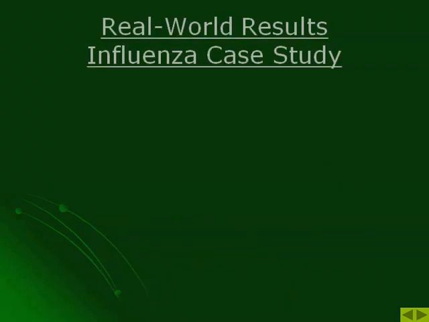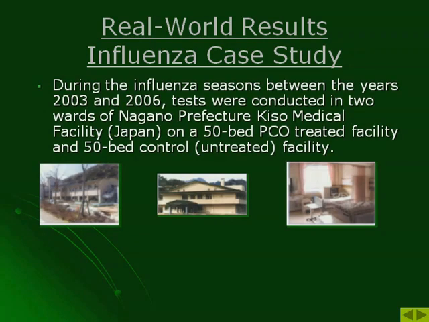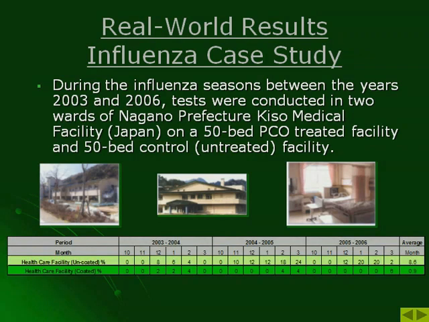Real-world results: influenza case study. During the influenza seasons between the years 2003 and 2006, tests were conducted in 2 wards of Nagano Prefecture Kiso Medical Facility in Japan on a 50-bed PCO-treated facility and a 50-bed untreated facility. Between the months of October and March of each test year, the percentage of patients who contracted influenza was recorded for each ward.